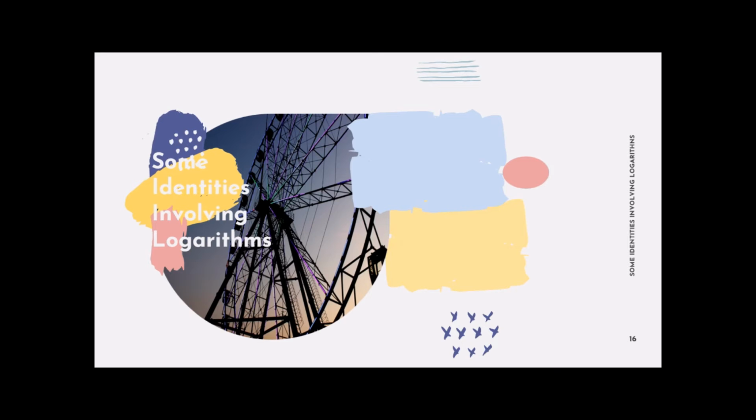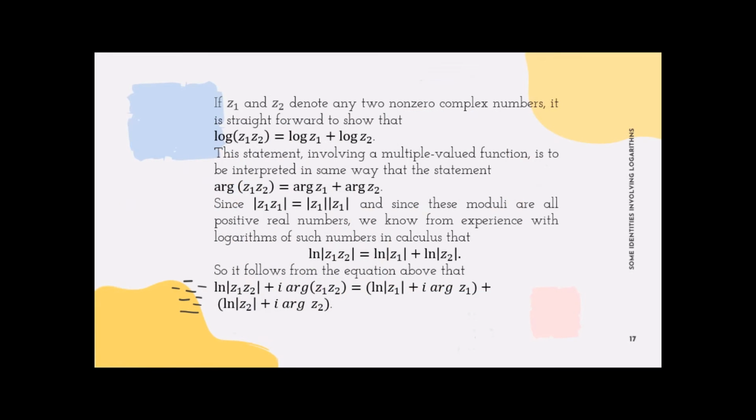And then, some identities involving logarithms. If z1 and z2 denote any two non-zero complex numbers, it is straightforward to show that log z1z2 = log z1 + log z2. This statement involving a multiple valued function is to be interpreted in the same way that the statement arg z1z2 = arg z1 + arg z2 is.